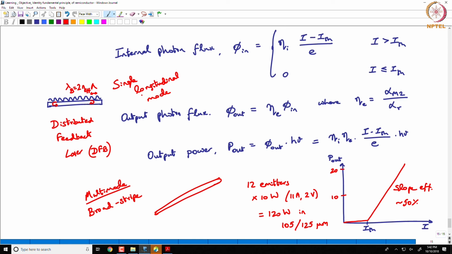Any questions before we close? Sorry? No, it does. In this case you do not need any mirrors, because these provide all the feedback you want. In fact, you may want to frustrate other modes from oscillating, so you may want to put anti-reflection coating on either end. The feedback is provided just by the grating itself.